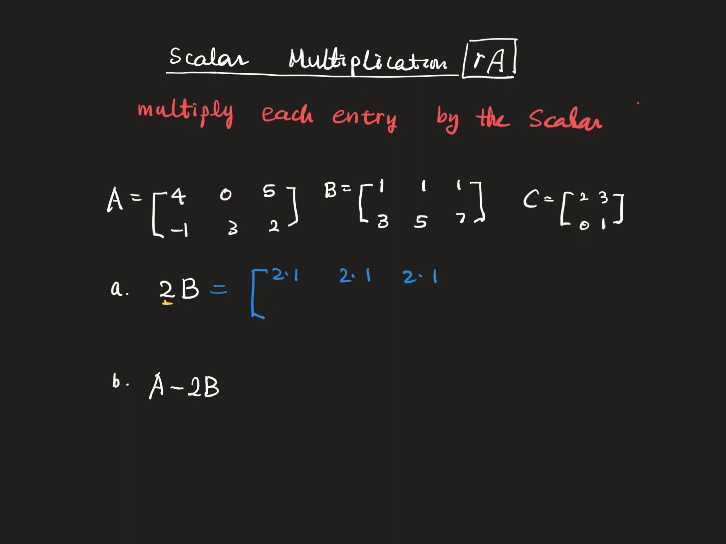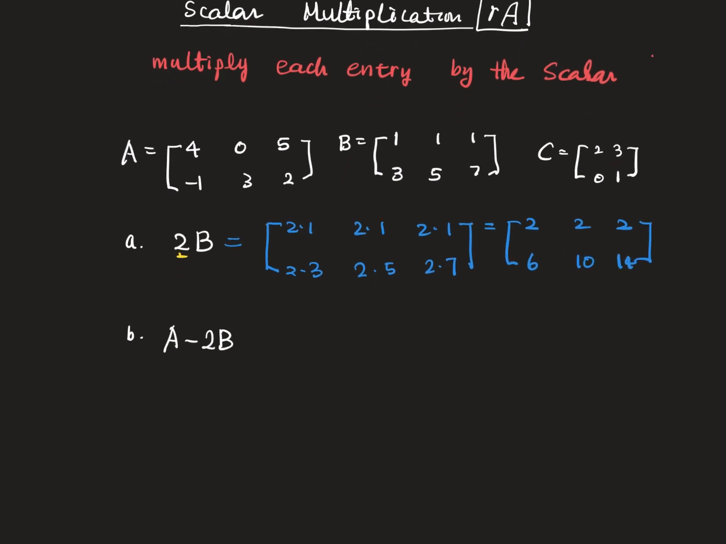Let's go to the second row. 2 times every element entry: 2 times 3, 2 times 5, 2 times 7. So this one is gonna be 2, 2, 2, 6, 10, 14. That's how to do scalar multiplication, guys.